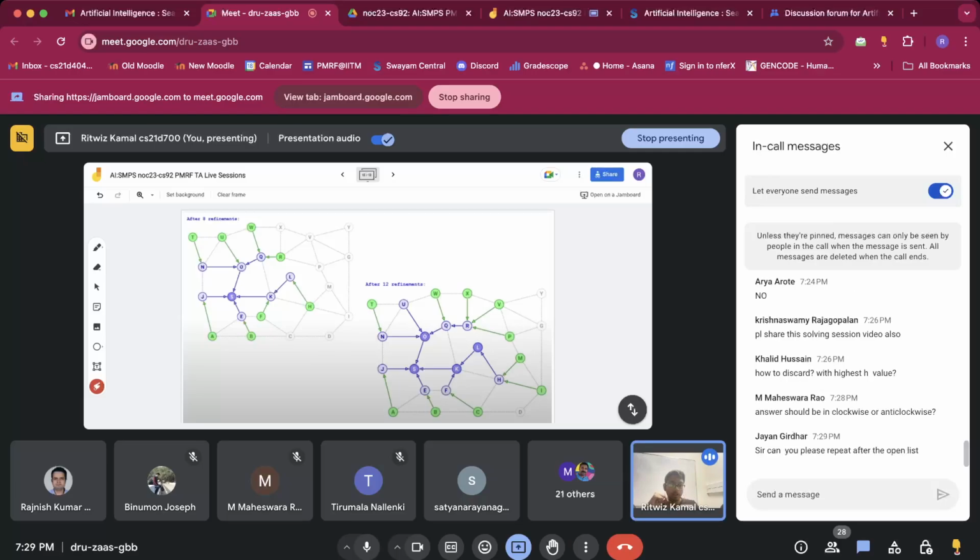I'll leave this on here for a while. If you have any doubts, please feel free to let me know. Can you please repeat the open list? Sure. So the open list basically is just the elements that we are yet to refine or explore or inspect. All those nodes are a part of our open list.